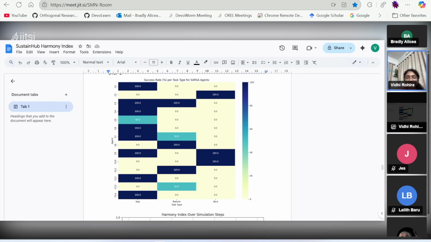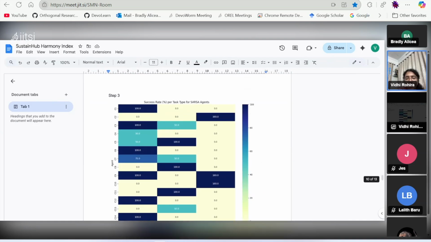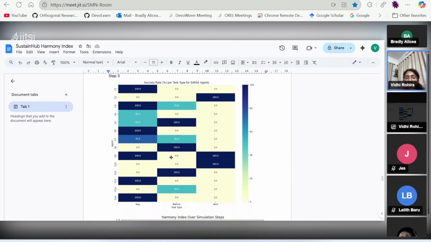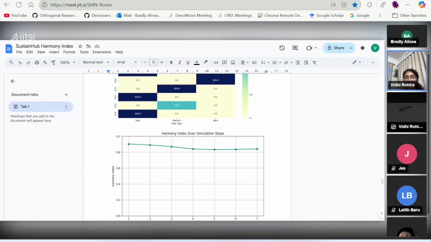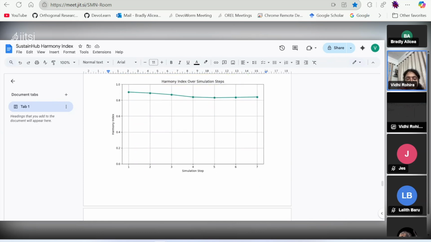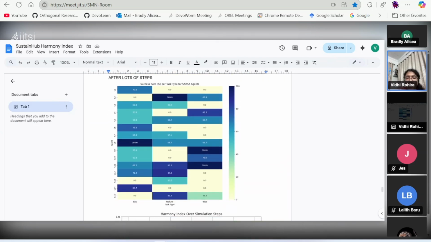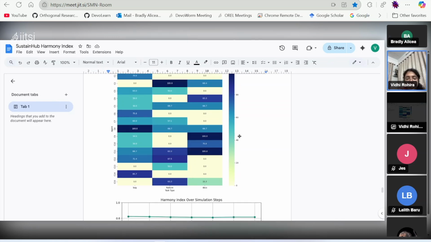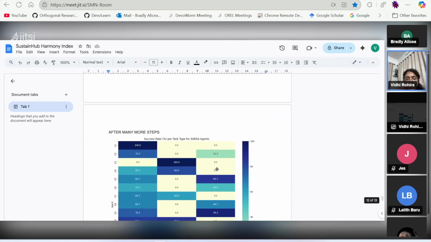But then as the agents drop out, we can see that we are also having exploration going on, because the agents drop out, so we need to allocate the tasks to some other agents. And I think after a lot of steps, we come to this, where it has a good balance of exploration and exploitation. And this is the harmony index.